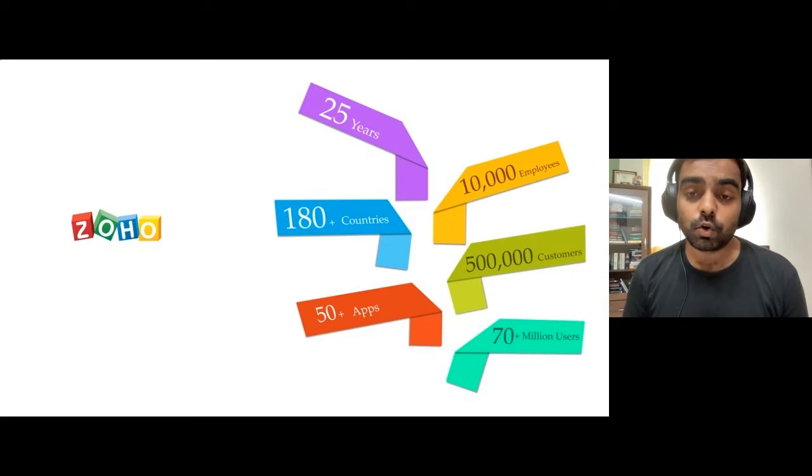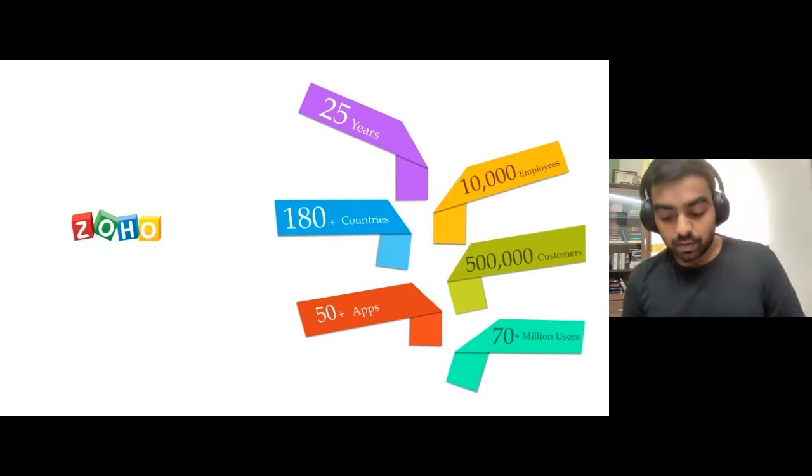A few months ago, we also crossed this sweet milestone of 500,000 paying customers worldwide. These are customers who are using at least one of our 50 apps on the cloud. And we also crossed 70 million users on the cloud. So Zoho as a business is growing pretty well. Customers are liking what we are building, and because we are an organic company, the growth is also organic.